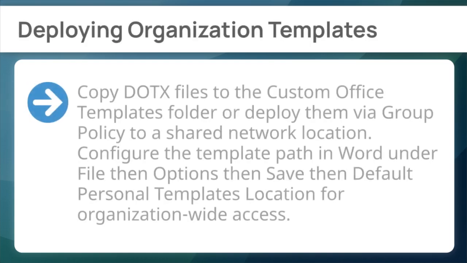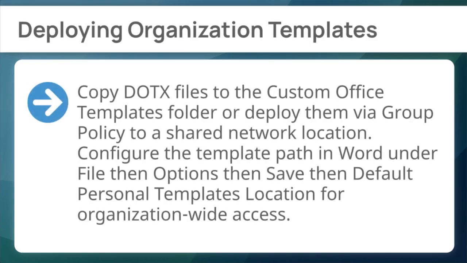Finally, deploying organization templates. Copy DOTX files to the Custom Office Templates folder or deploy them via group policy to a shared network location. Configure the template path in Word under File, then Options, then Save, then Default Personal Templates location for organization-wide access.